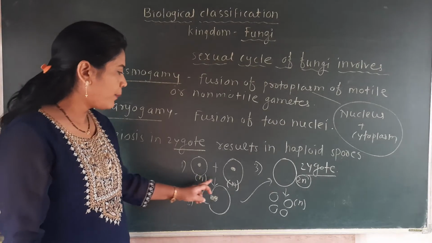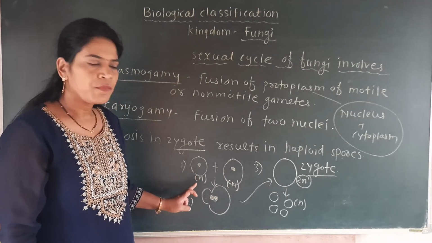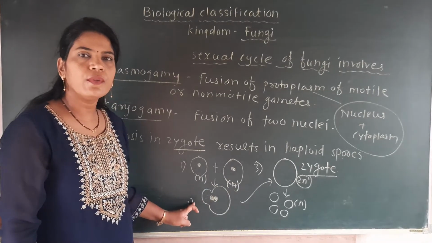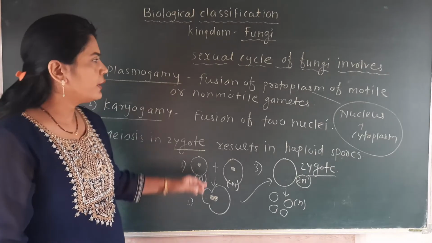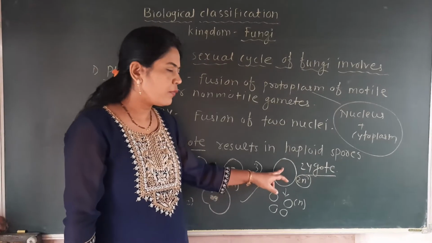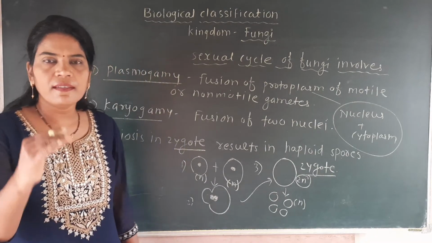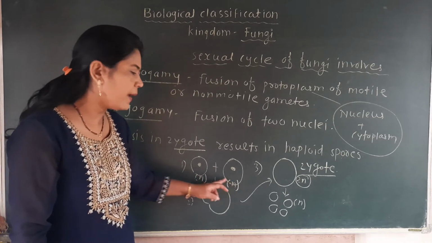So they have the haploid number of chromosomes. These two gametes, maybe motile or non-motile, are haploid. They first fuse by their protoplasm, then fuse by their nucleus. We call these plasmogamy and karyogamy respectively. After fusion, there will be formation of the zygote. This zygote is always diploid because it is formed by fusion of these haploid gametes.